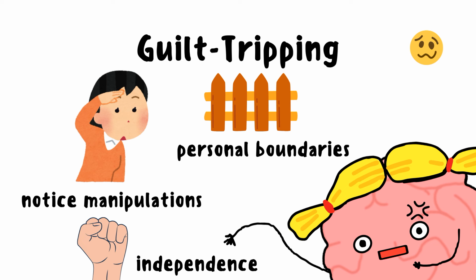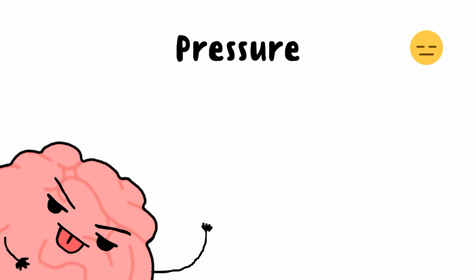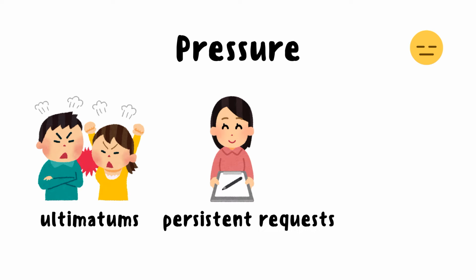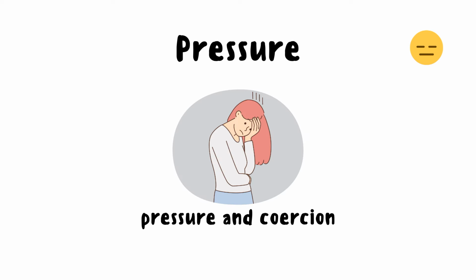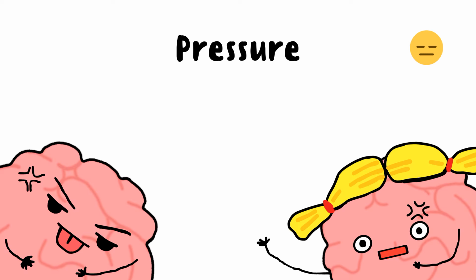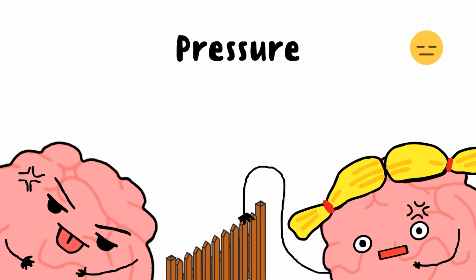Pressure. This technique is used to compel others to conform to the manipulator's desires. Ultimatums, persistent requests, or threats often serve as tools of pressure and coercion. To combat such manipulations, it's important to avoid issuing any ultimatums and to establish firm personal boundaries.